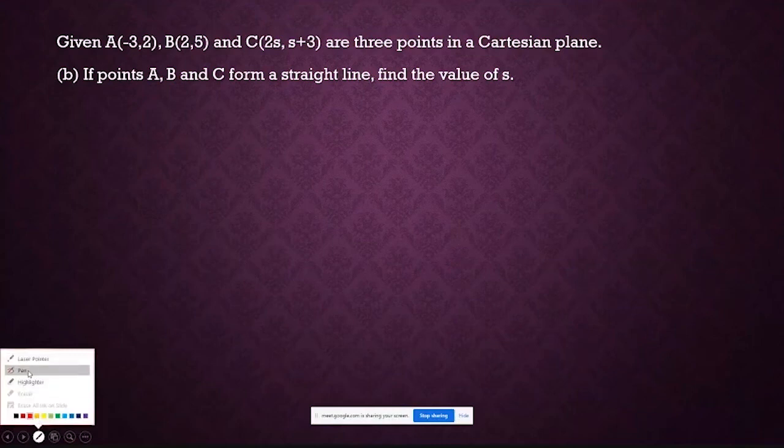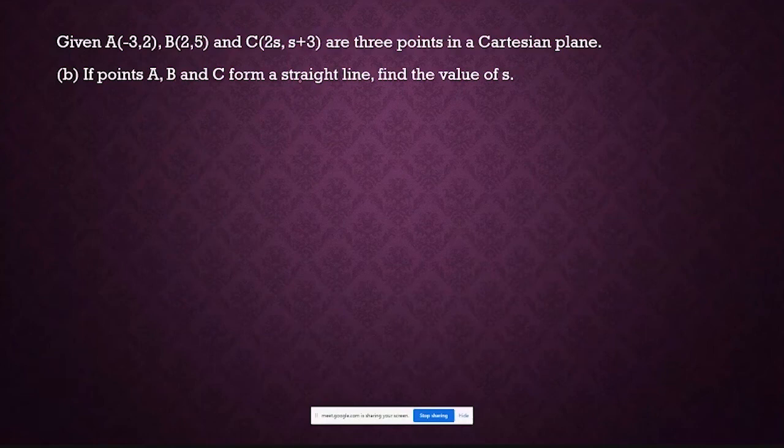As noted before, if points A, B, C form a straight line, that is, the points lie on the same straight line, this is called collinear. So what is the area? You get the idea: area equals 0 because this is one straight line. So find the value of s.